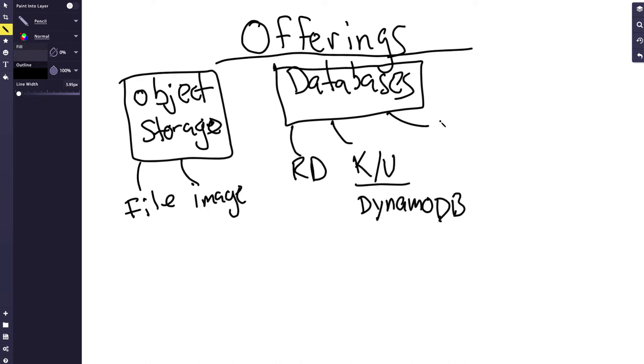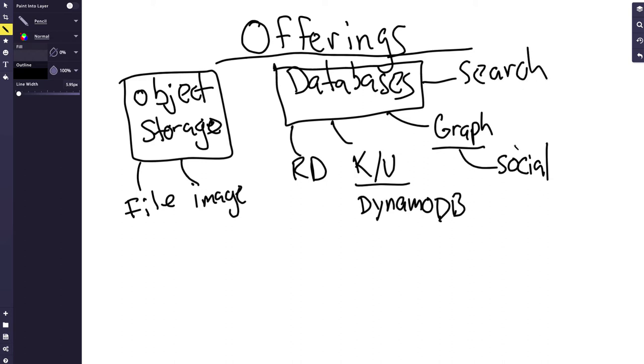Another option could be a graph database. Many problems fit a graph database really nicely. So for example, social network analysis can work really well in a graph database. There's also search engines. They have Elasticsearch on AWS. So there's many different types of database offerings, and you can, in many cases, pick several of them and use them at once on a particular project.